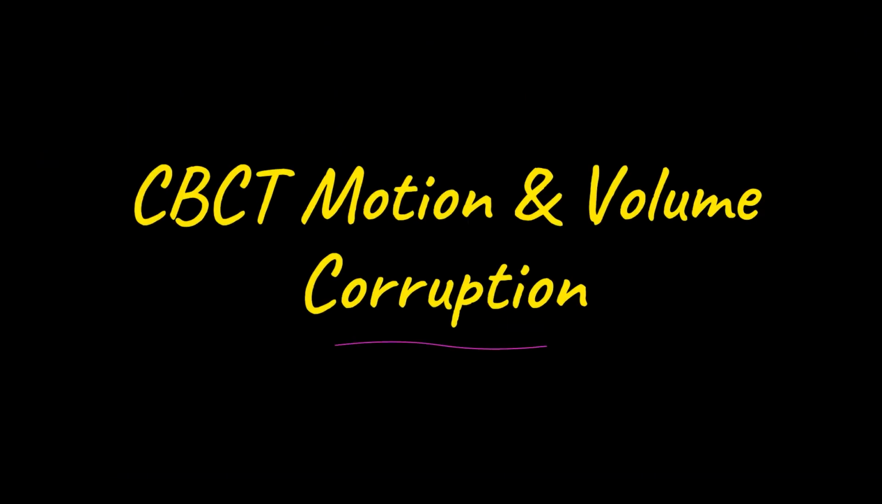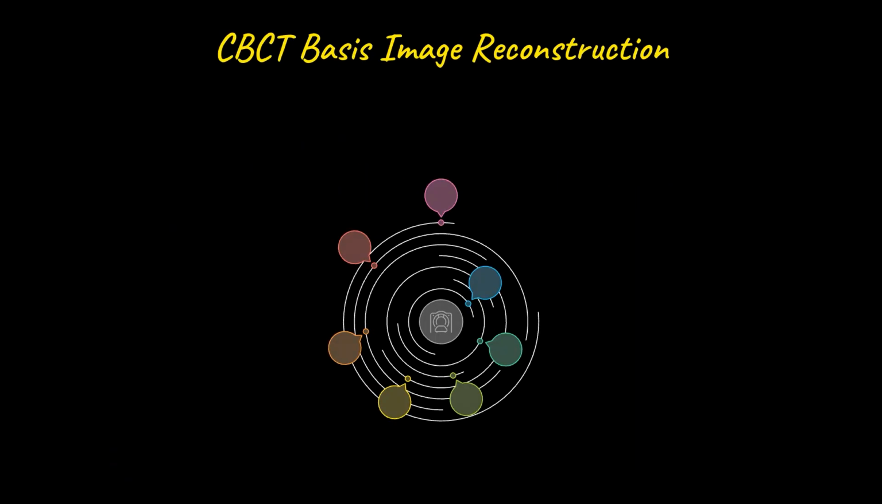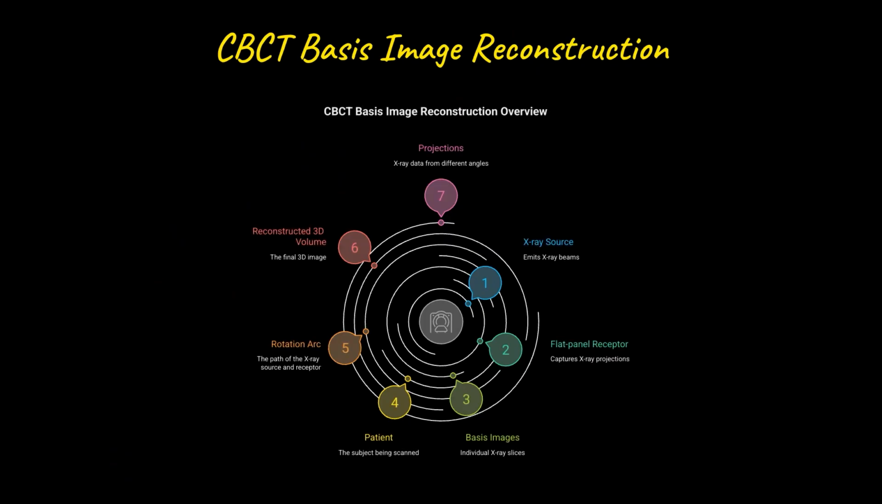Cone beam CT builds a 3D volume by combining hundreds of projection images taken from different angles as the machine rotates. That reconstruction math assumes the patient never moved, and when that assumption breaks, the consequences spread everywhere. As the source and receptor rotate, every basis image captures a different angular view of the same anatomy. The reconstruction algorithm combines all of these projections simultaneously, trusting that each one recorded the exact same unmoving structures.